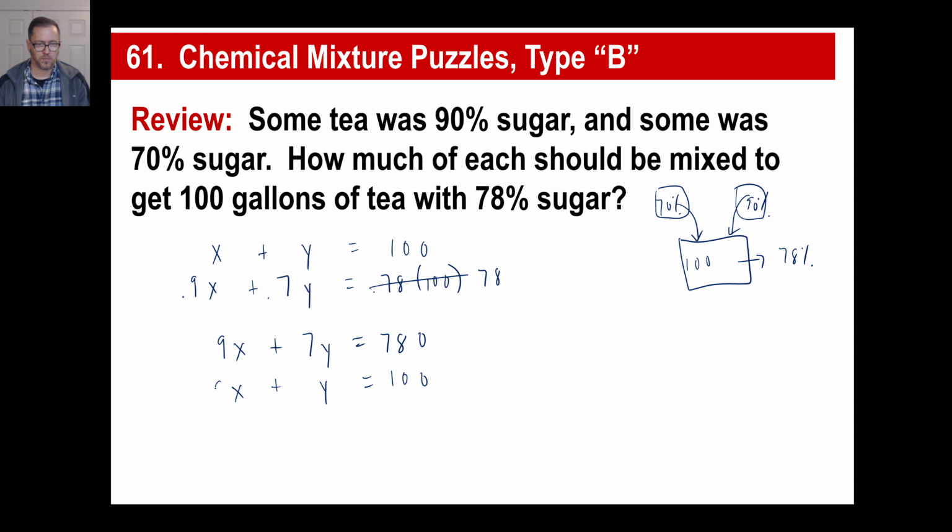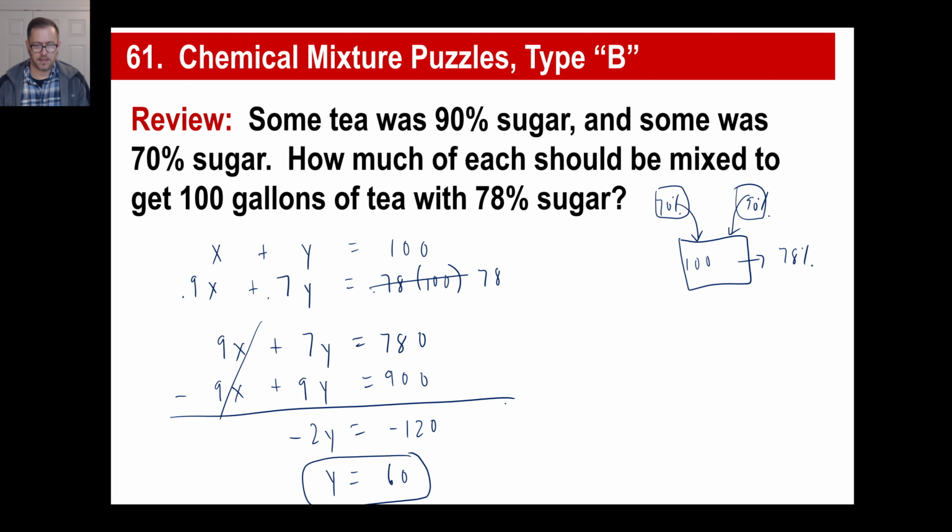So I'll multiply the whole bottom by 9. So 9x plus 9y is 900. Okay, and I'll subtract. The x goes away. 7 minus 9 is negative 2y. 780 minus 900 is negative 120. So we have y is equal to 60. And of course, it's 100 gallons total, so x is going to have to be equal to 40.